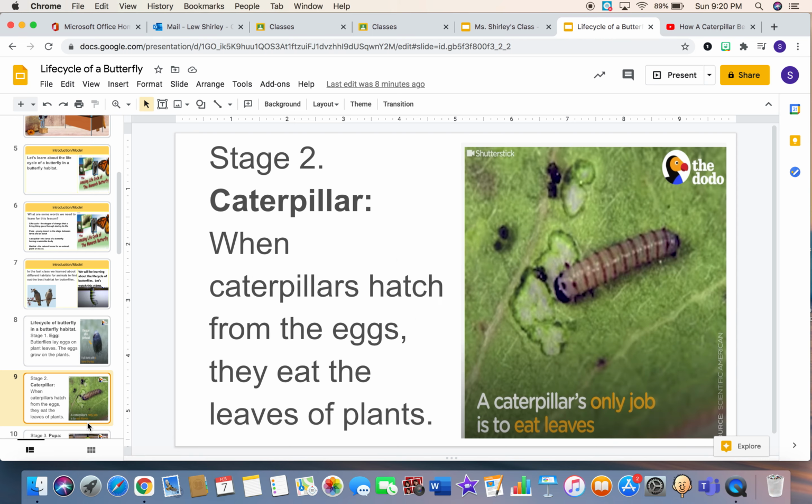In stage 2, the caterpillar, when the caterpillar hatches from the egg, they eat the leaves of the plants. A caterpillar's job is only to eat, but it did eat its egg first, and then it went on to eat the leaf that it was on, and then it went on to eat more and more leaves until it becomes 100 times bigger.